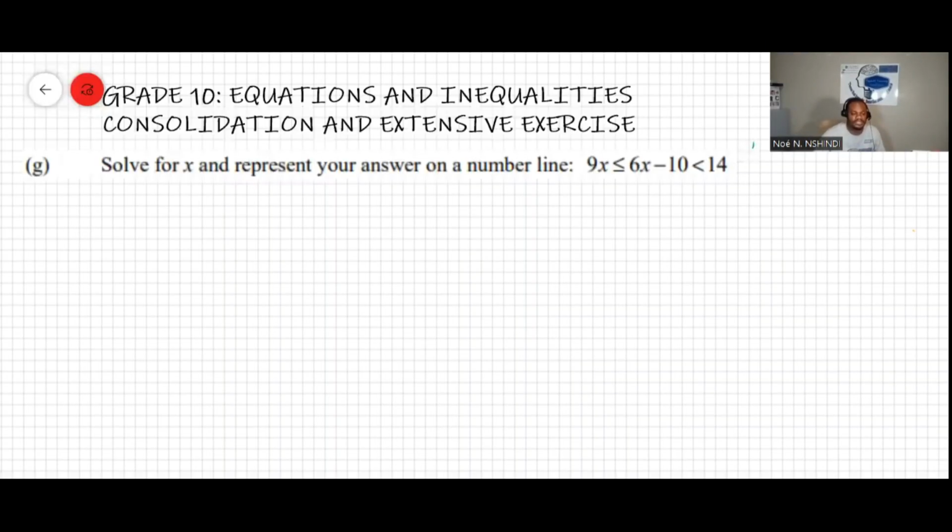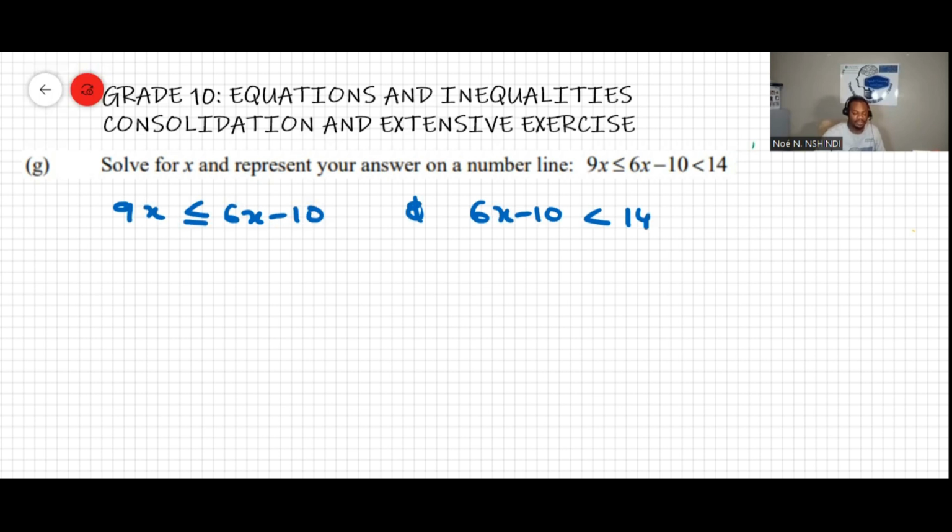Well, the question here says to solve for x and represent your answer on a number line. We have 9x less than or equal to 6x minus 10, less than 14. This means that 9x is less than or equal to 6x minus 10, and 6x minus 10 is less than 14. We can break it that way.